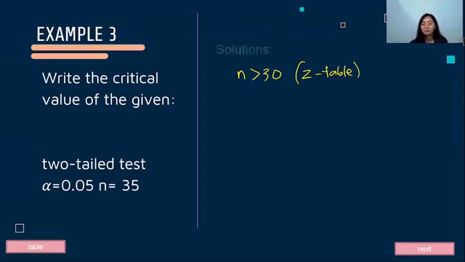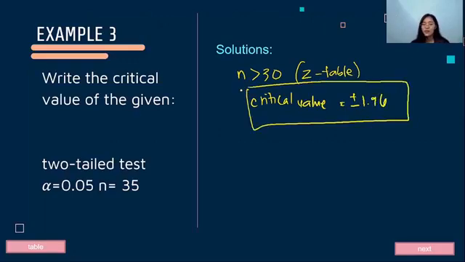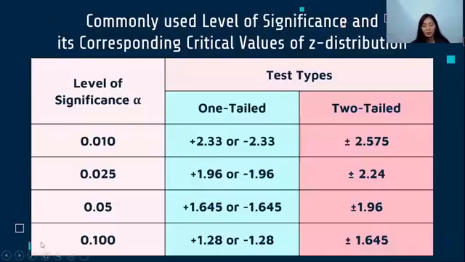Okay, time's up. If your answer is critical value equivalent to positive or negative 1.96, then you are correct. Since we have here a two-tailed test with an alpha of 0.05, so going back to our table, 0.05 is here with a two-tailed 1.96, positive, negative 1.96.